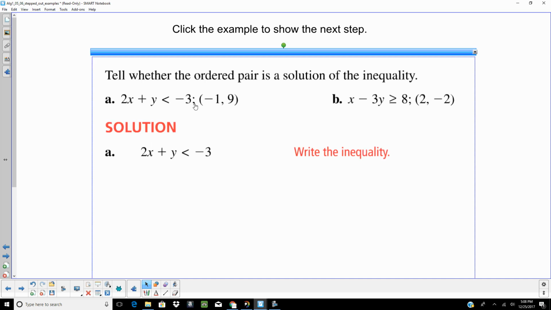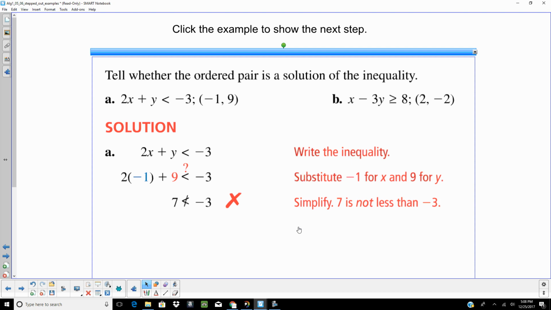All you're going to do is take that ordered pair, plug it in. X is going to be -1, Y is going to be 9. And you're asking, well, does that equal or is that less than -3? Then you get 7 and -3. Well, 7 is not less than -3. That's why they put that line through it. So I would say it is not a solution of that inequality.